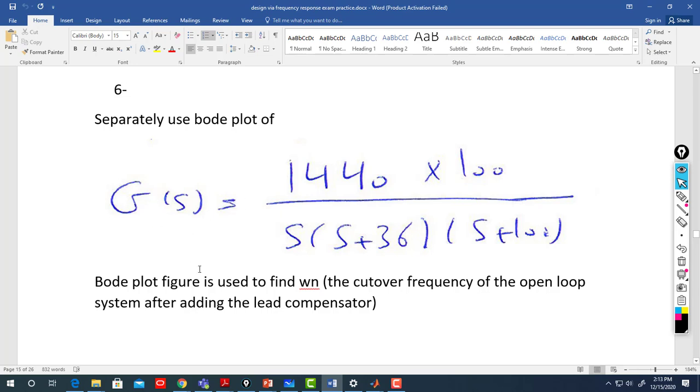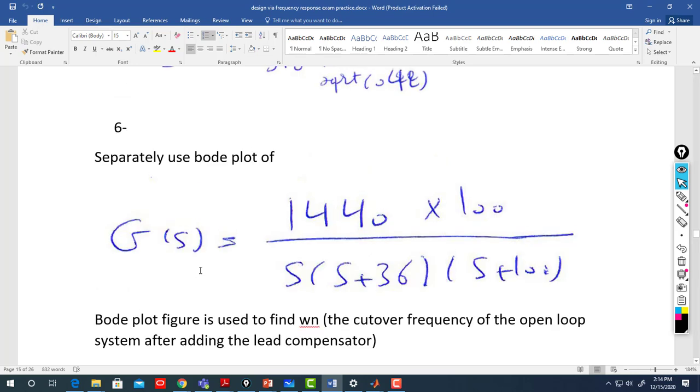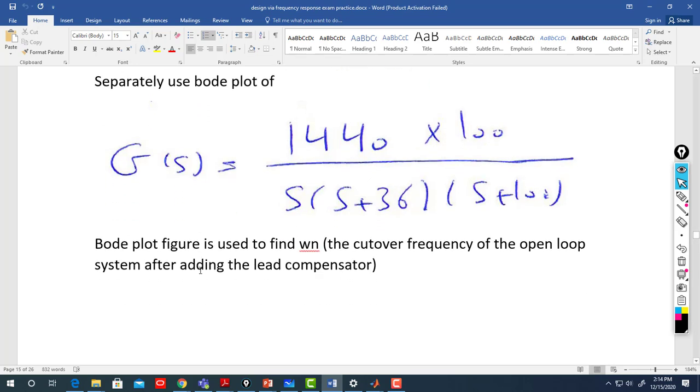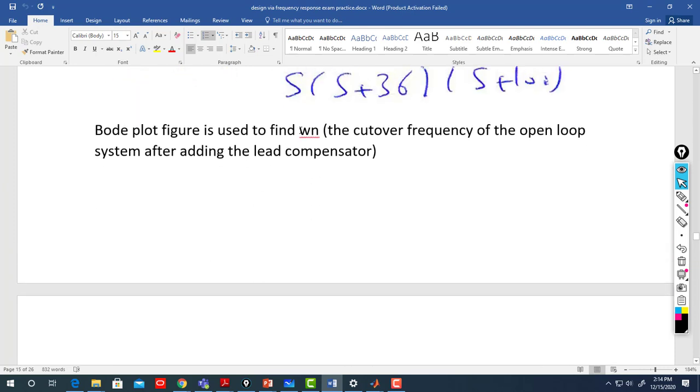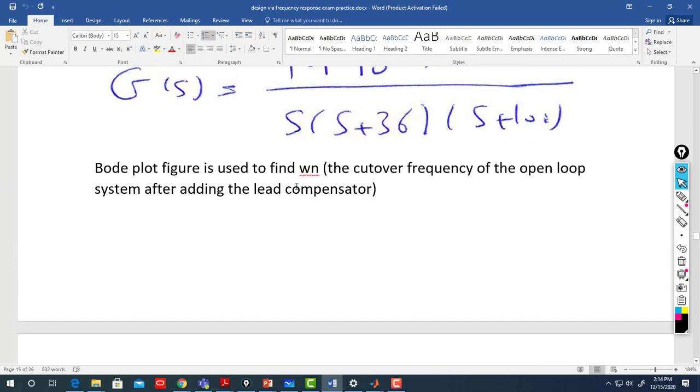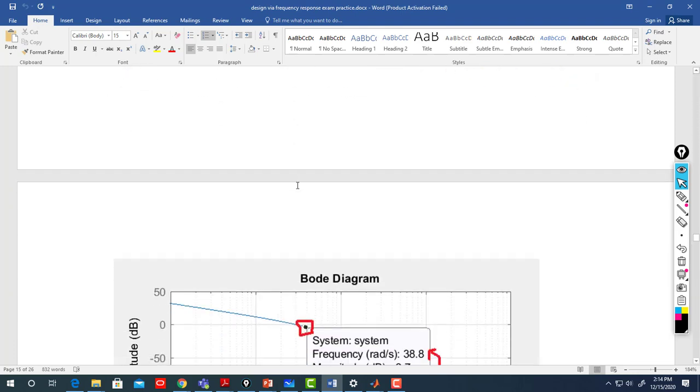And this Bode plot is used to find omega n, which is the cutover frequency of the open loop system after adding the lead compensator. Okay, so we need to use it. We use this Bode plot to find omega n, and omega n, by design, will be the cutover frequency of the open loop system after adding the lead compensator.